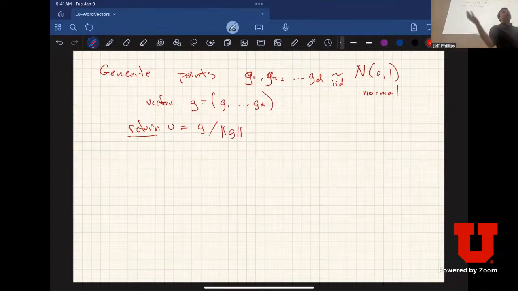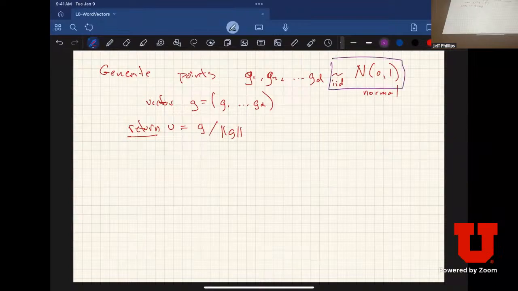So I'm going to generate a sample from a normal distribution in each dimension independently. Then I'm going to get a vector here, and then I'm going to normalize it. This is L2 normalization, so that the length of it is exactly 1. So this is the algorithm we're going to do. What I have not told you how to do yet is this step: we want to generate from this normal distribution.